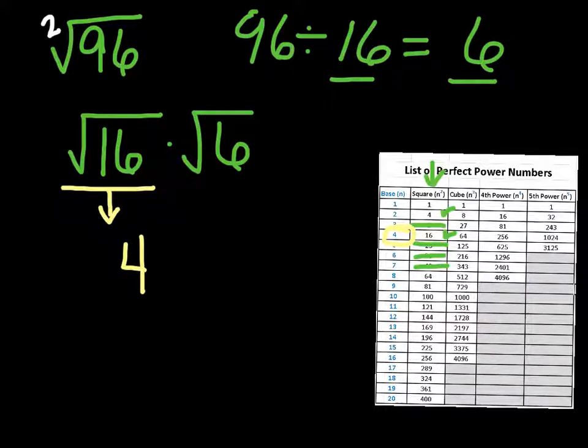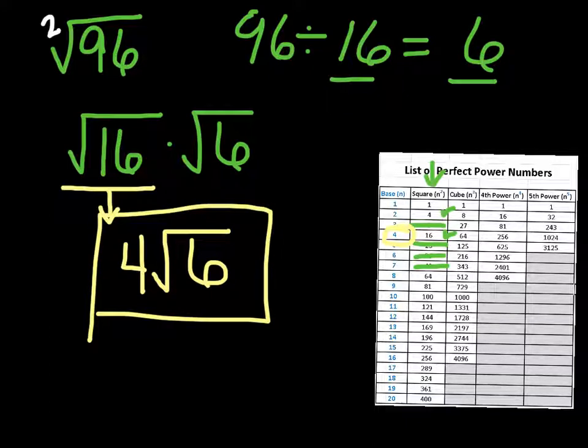I cannot take a square root of 6. There is no perfect square of 6. So 6 is not a perfect square. There is no number that multiplied times itself will give me 6. So I leave that as square root 6. And there is no perfect square number that will divide evenly into 6. So that's as far as that will go. That is a simplified form of square root 96.